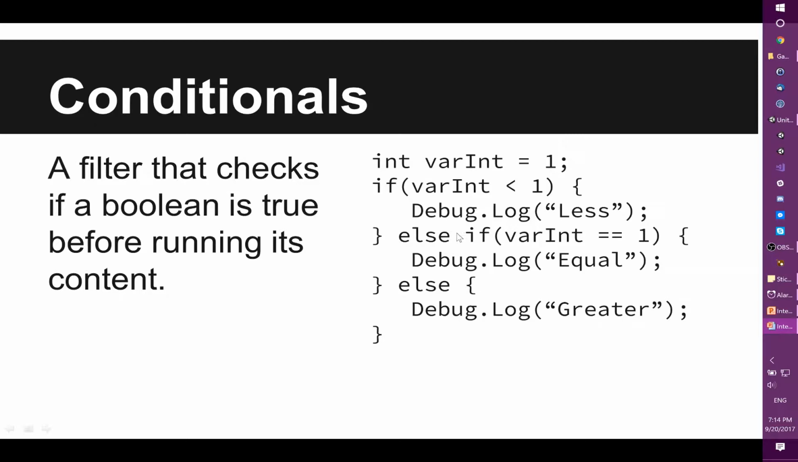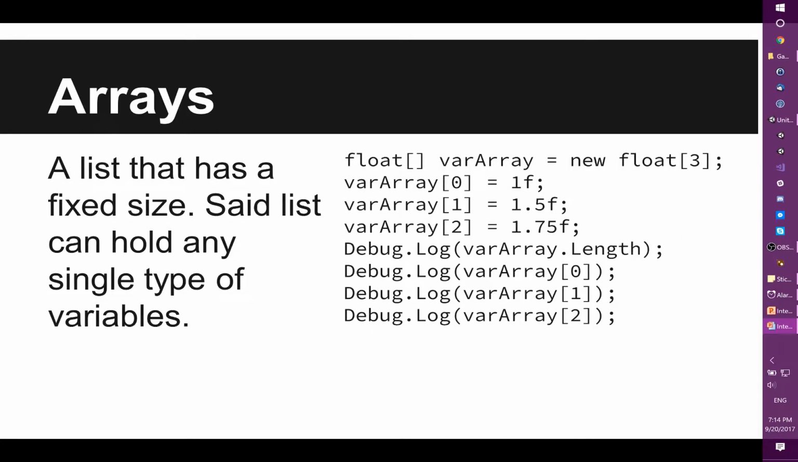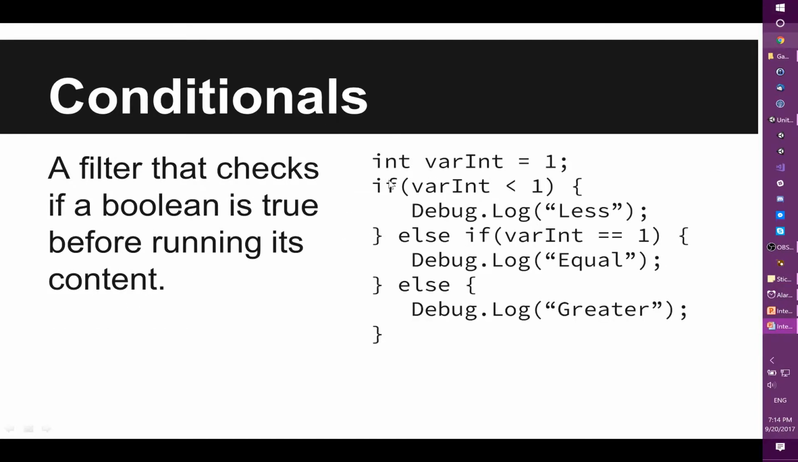Else if is a conditional that runs in the scenario where the first if fails. So then it just checks to see what is next, else if, and then it checks to see the condition. If var int is double equals to 1, then it says run the debug.log. And the final else statement is if all of these ifs and else ifs fail, then run the else statement instead.